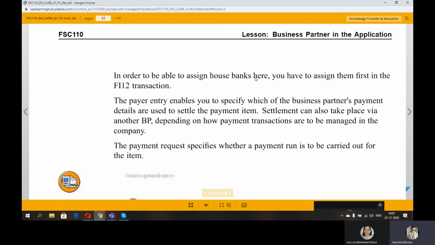This enables you to specify which of the business partner payment details are used for the settlement and payment items. So based on this, we will be able to make a settlement. It can also take place via another business partner, depending on how the payment transactions are to be managed in the company. The payment request specifies that the payment run is to be carried out for the item.